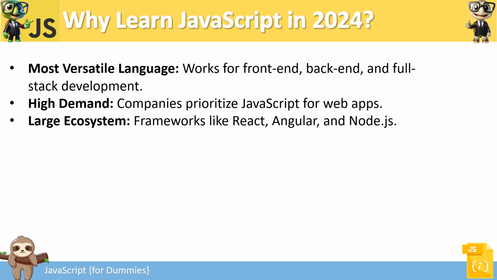Well, JavaScript is one of the most versatile languages. It works for front-end, back-end, and full-stack development. It has a high demand and many companies around the world use JavaScript. Almost every single website needs JavaScript for interactivity. It has a large ecosystem, meaning there are a huge number of frameworks that depend on JavaScript.